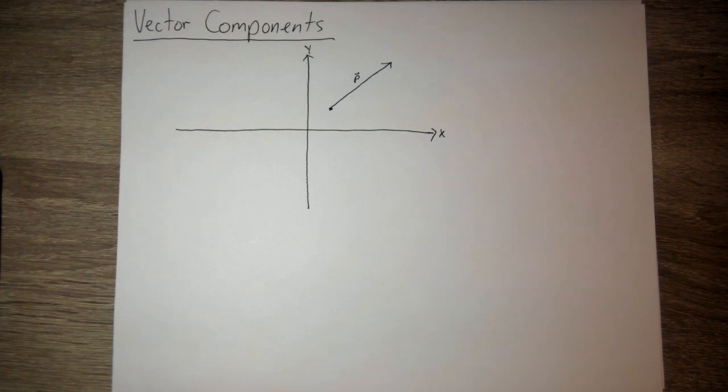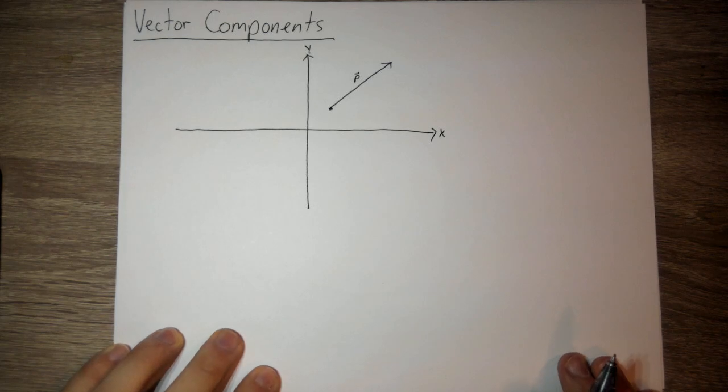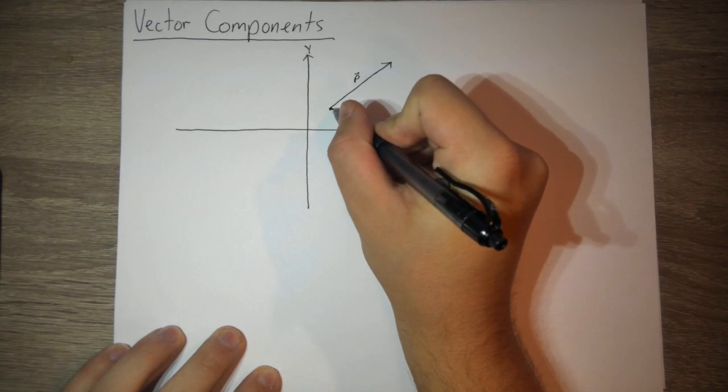If we want to start thinking about vectors mathematically and doing mathematical calculations with them, we have to start considering their components. So what is a vector component? Well, vector components essentially tell you about the influence of a vector along a certain axis. And I'll explain that just by showing what I mean.